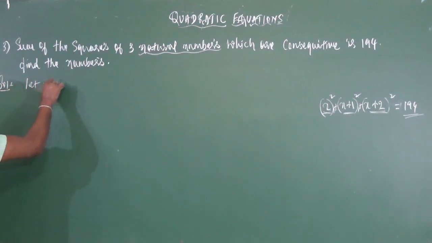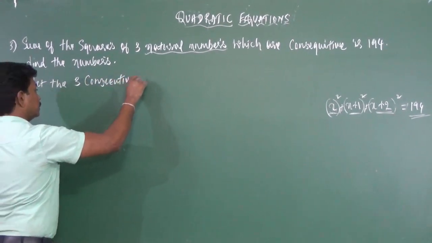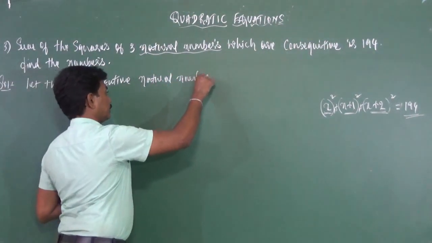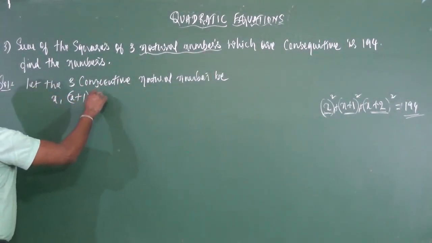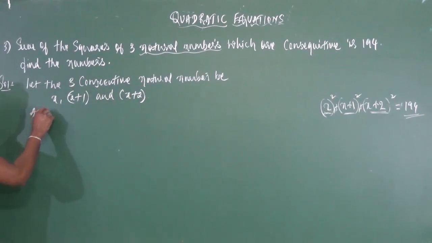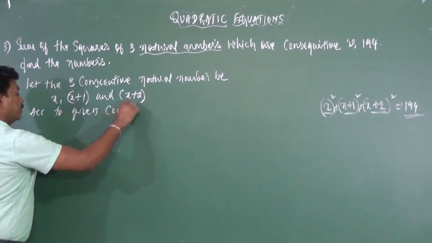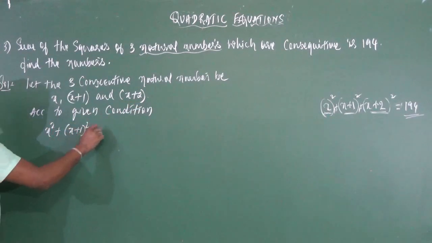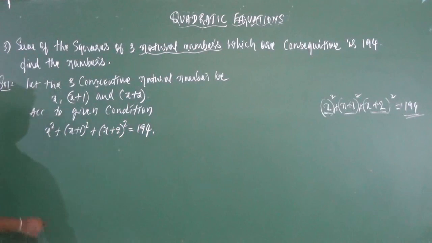So let the 3 consecutive natural numbers be x, x plus 1 and x plus 2, right? So according to the given condition, x square plus (x plus 1) whole square plus (x plus 2) whole square is equal to 194. Okay, we will expand this.